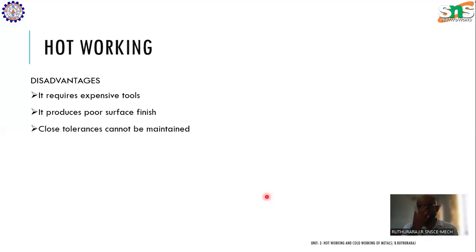And then another thing is that close tolerance cannot be maintained. Tolerance, we have discussed, is the acceptable range. The acceptable range cannot be small for the hot working process, because once you heat the metal, it becomes soft. Once it is softer, we cannot control the dimensions of the material. So those are some disadvantages of the hot working process.